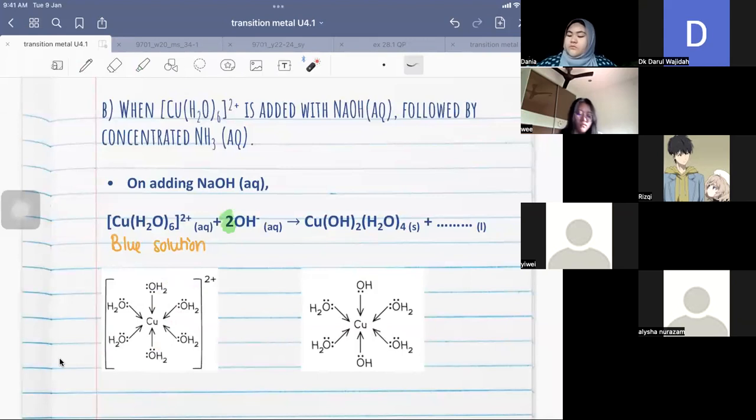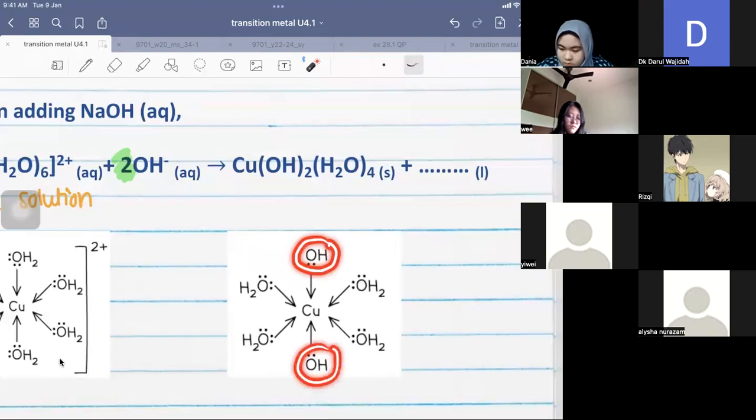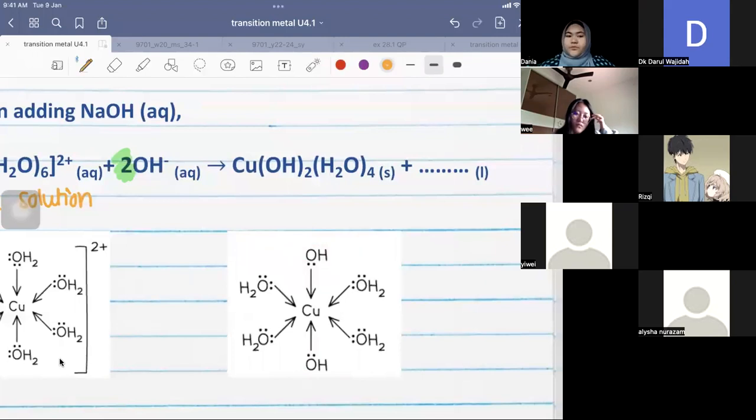So what you form is copper with 2 hydroxide ligands. And then you may ask, what about the 4 other water molecules? Well, because they are not substituted, they just stay around the complex ion so that the coordination number again stays at 6. So not all 6 water molecules will be replaced by the hydroxide ions, only 2.